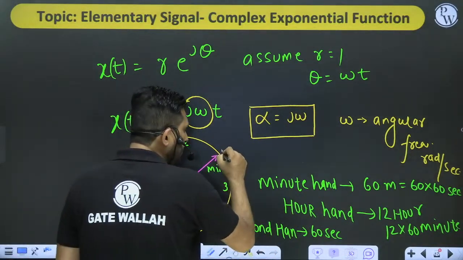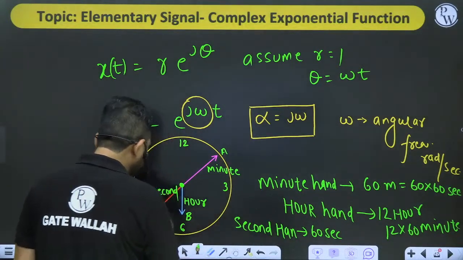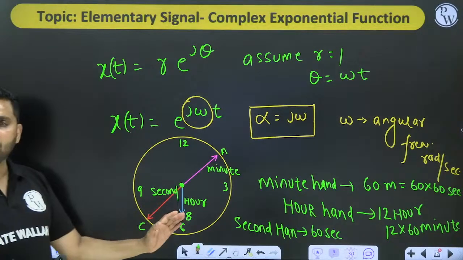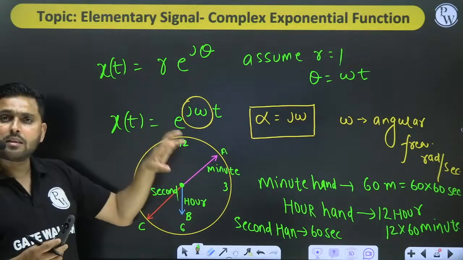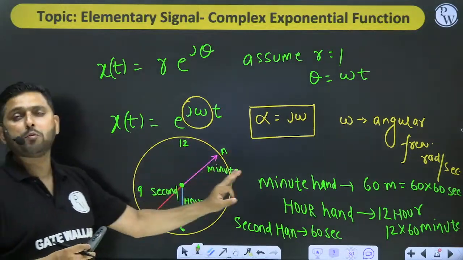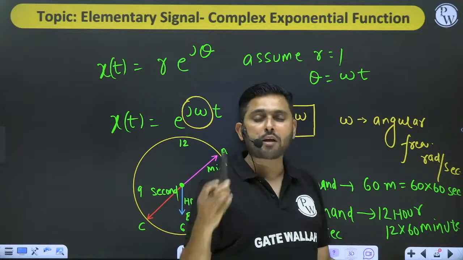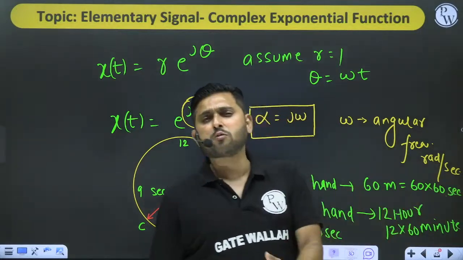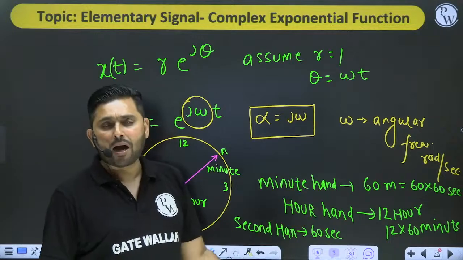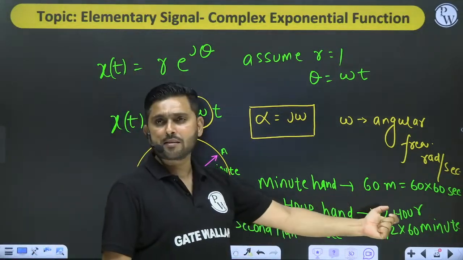Let's mark these positions as A, B, and C. Whatever the present position is, they will come into the same position after definitely this many seconds. If I'm talking in seconds, you may talk in minutes or hours, whatever. That's the time after which they repeat themselves.